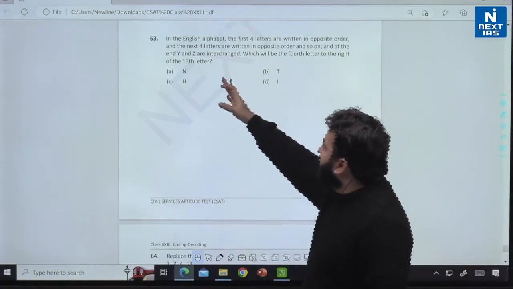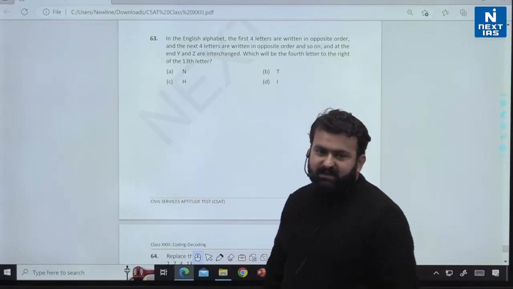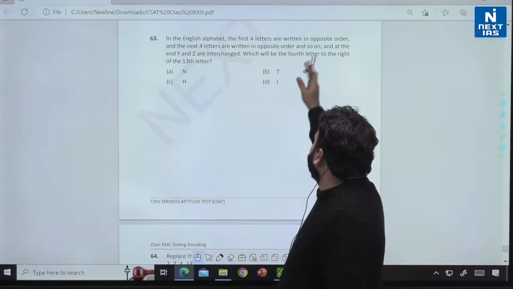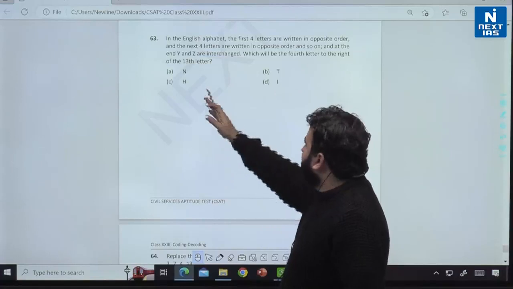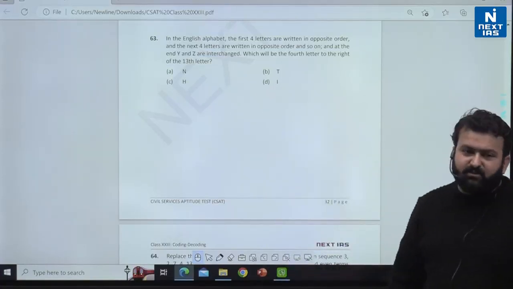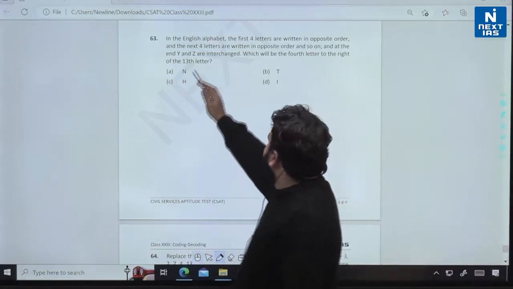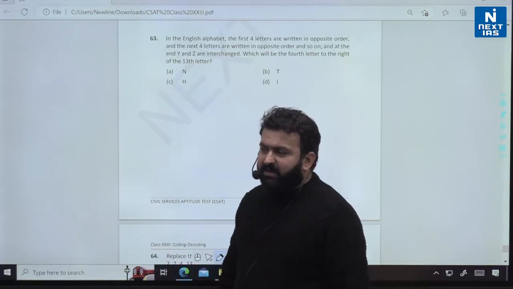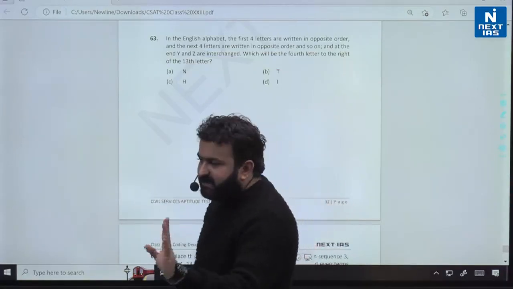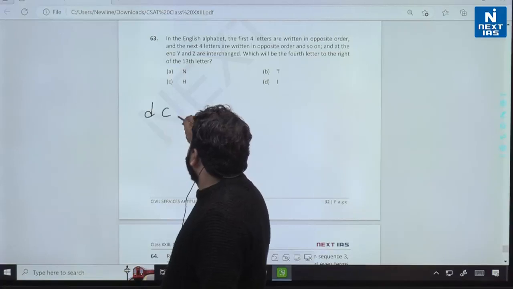Now in this case, given in the English alphabet, the first 4 letters are written in the opposite order and the next 4 letters are written in the opposite order and so on. And at the end Y and Z are interchanged. Which will be the 4th letter to the right of the 13th letter? So now here in this case A, B, C, D. अब इसका क्या मीनिंग हुआ? First 4 letters are written in opposite order. So A, B, C, D है. So it is written as what? D, C, B, A.